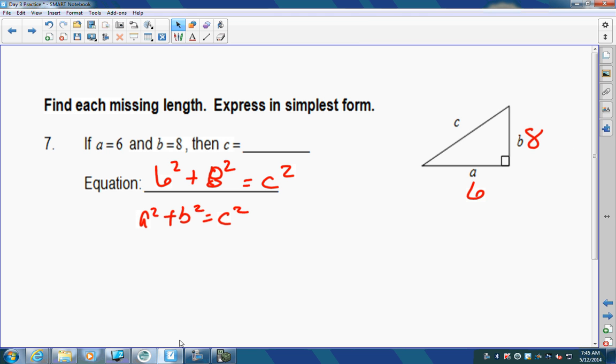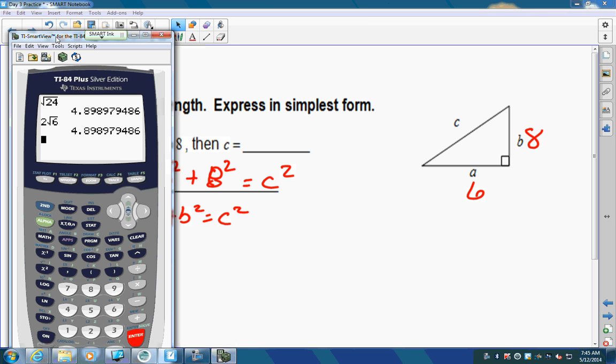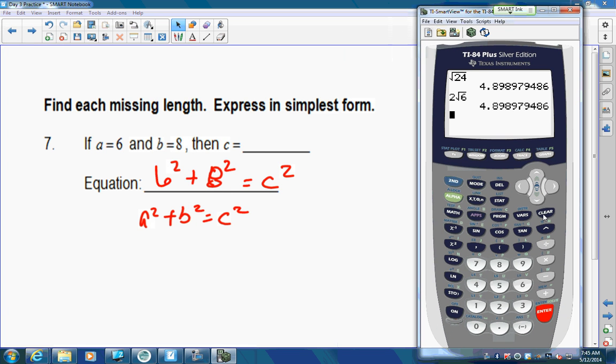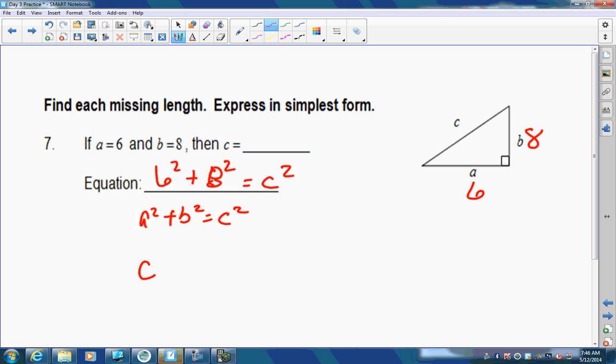Well, I'm going to have 6 squared plus 8 squared and press enter. That's 100. That works out nicely because C squared equals 100. Take the square root of each side. These cancel out and I get C equals, what's the square root of 100? 10. It works out nicely. So C is 10.